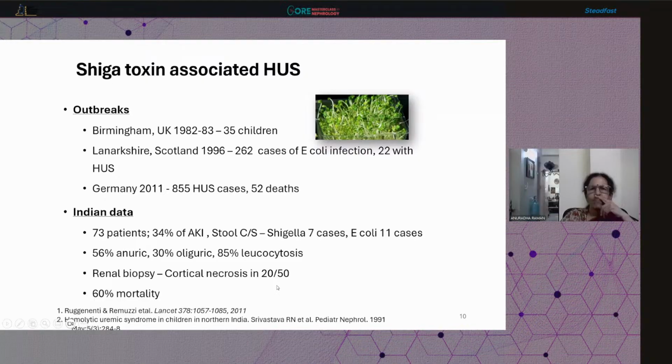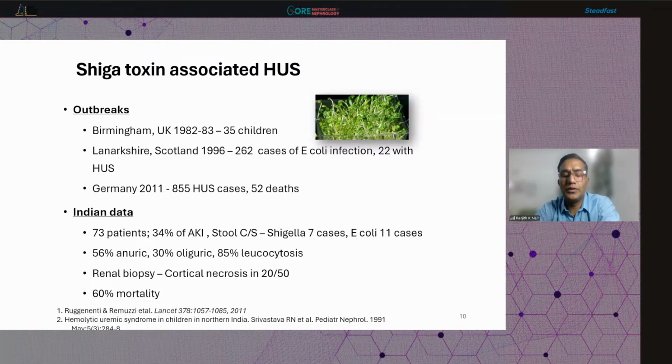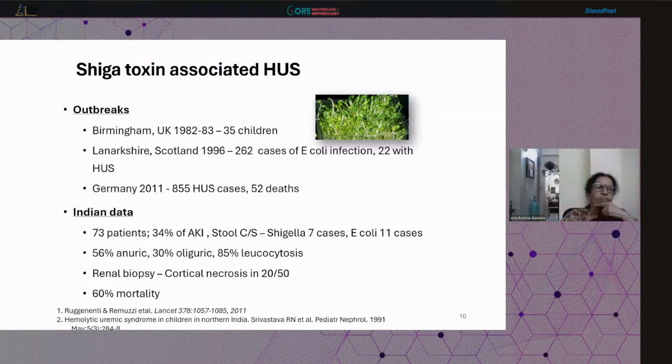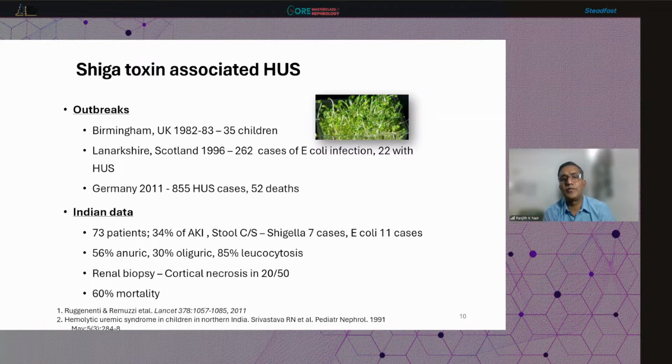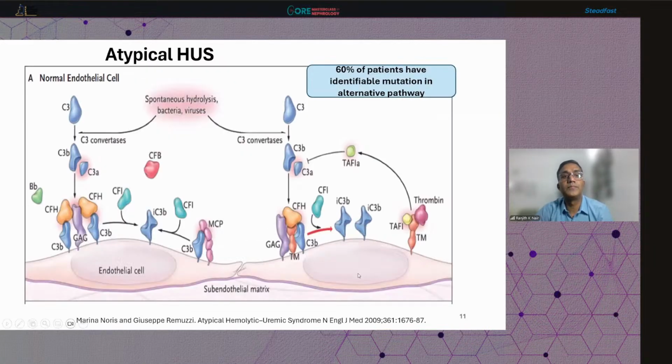There have been outbreaks across the world, whether it's the US or UK or Germany. The last one we read about was in Germany, where 855 children were affected and there were 52 deaths, and it was ultimately localized to beef that was served in some of the burgers that they ate. There is an Indian data from Dr. Srivastava in 1991, where 73 patients had Shigella in 7 cases and E. coli in 11, and in the others they could not diagnose, but there was 60% mortality, and cortical necrosis was seen in 20 out of 50 biopsies that were carried out.